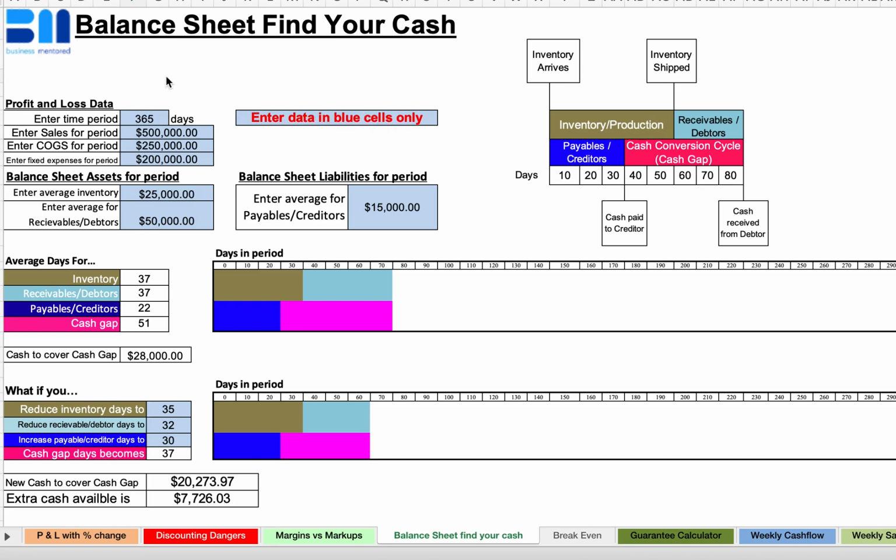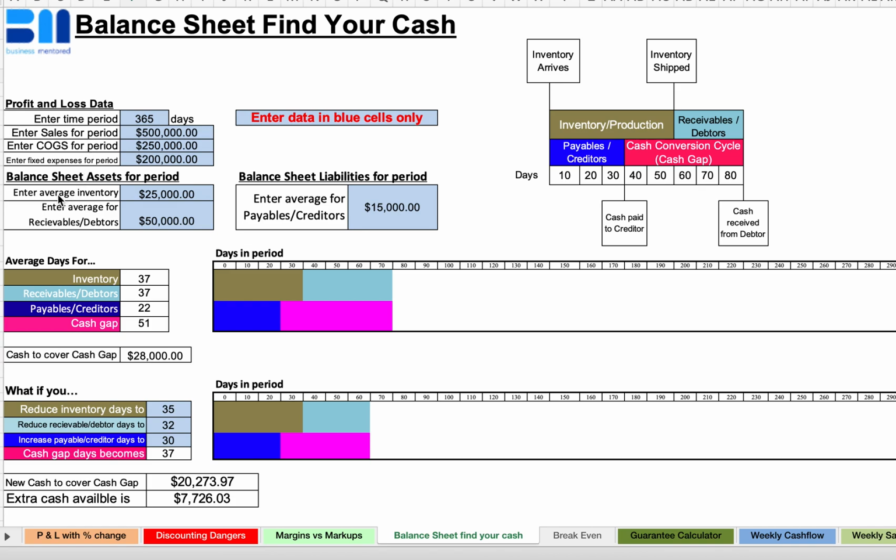There's some data in here already, similar to what we've done on a lot of other P&Ls. So we're going to look at this business for 365 days, and it has sales for that period of 500, 250 COGS, 200 fixed expenses. Now, we're not really interested in profit at this point. We use these figures to calculate a few variables below.